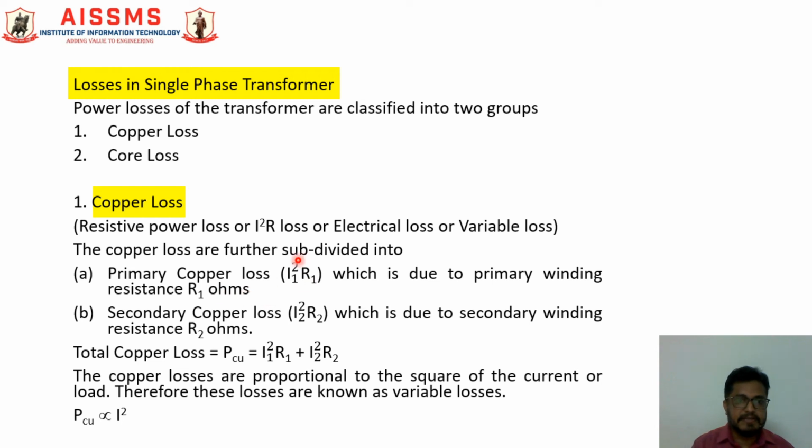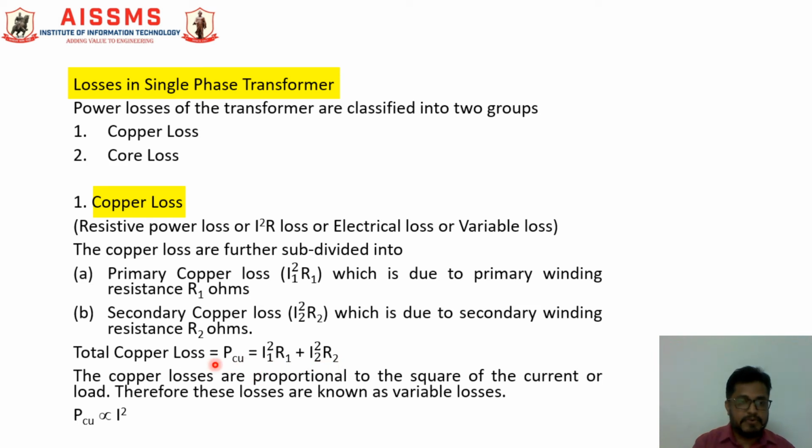Here I1 is nothing but the current flowing through primary winding. And secondary copper loss, that is I2 square R2, which is due to the secondary winding resistance R2 ohms. Here I2 is nothing but the load current or secondary current flowing through secondary winding of the transformer. Total copper losses is equal to PCU is equal to I1 square R1 plus I2 square R2.